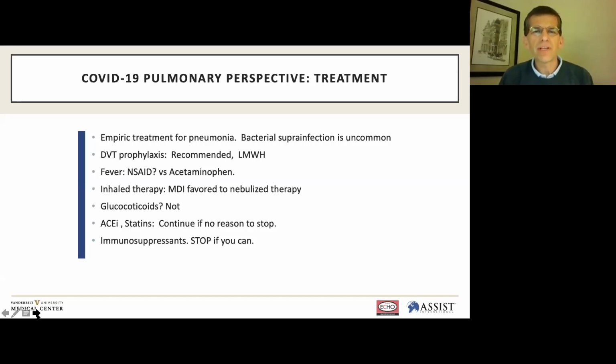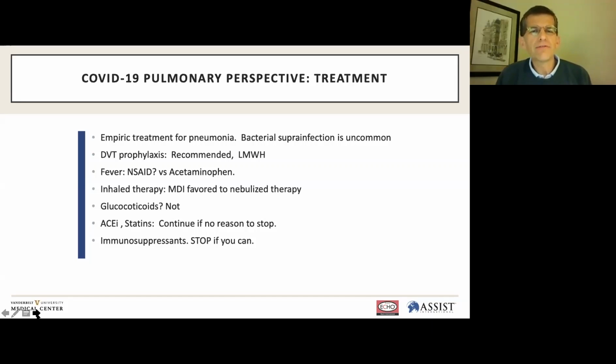Empiric treatment for pneumonia may be considered. Although we know that bacterial superinfection is uncommon, antibiotic therapy could be initiated early. We also know that this virus is associated with macrovascular thrombotic disease. And there's a question about using anticoagulation. Actually, guidelines currently recommend the use of low molecular weight heparin for DVT prophylaxis, and it may actually prevent also pulmonary vasculature disorder.